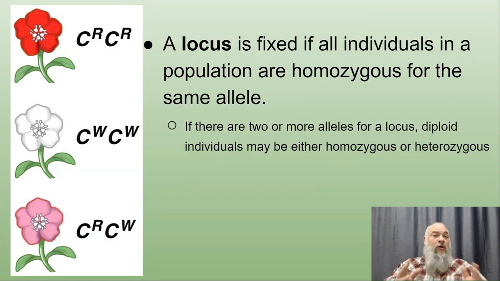If there are two or more alleles for a locus, and we're going to stick to talking about just two to keep things easy, diploid individuals may be either homozygous or heterozygous. They could be big R, big R, big R, big W, or big W, big W, right? That's the more common situation that we'll be discussing in this unit.